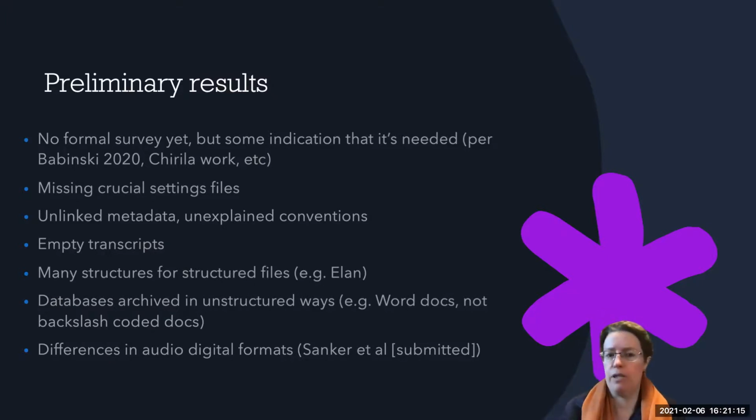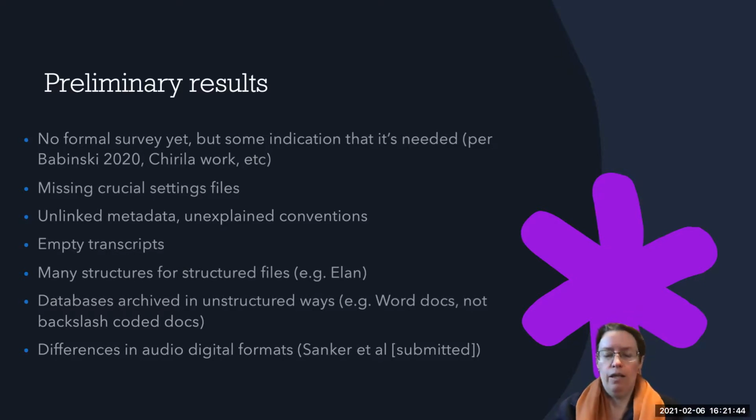We find things like missing crucial settings files or unlinked metadata, unexplained conventions that are in some cases recoverable, but also make working with the corpora much more difficult than it should be. We find things like empty transcripts, which make it unclear whether there was an error in the upload to the digital archive, or whether these files haven't actually been transcribed yet. So things along those lines.